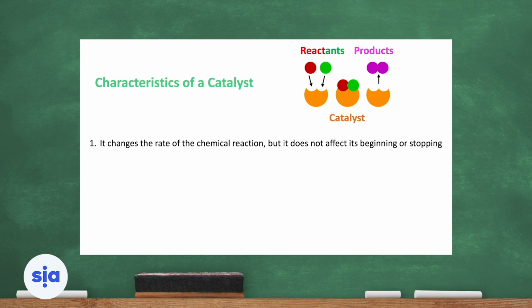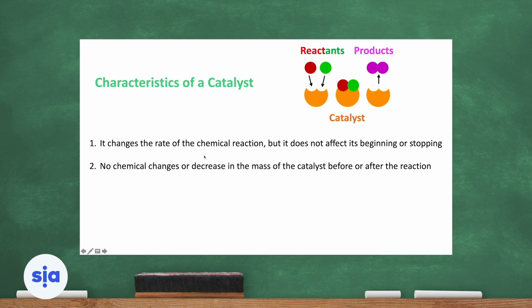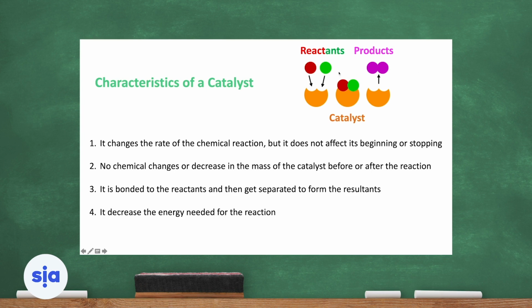There are no chemical changes or decrease in the mass of the catalyst before or after the reaction. I told you that it will enter the chemical reaction and leave unchanged. It is bonded to the reactants and then gets separated. It decreases the energy needed for the reaction. A small amount of a catalyst is usually enough to complete the reaction.